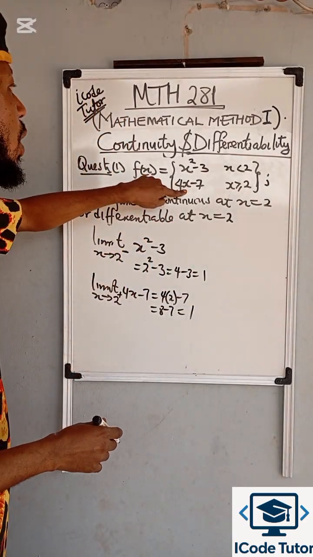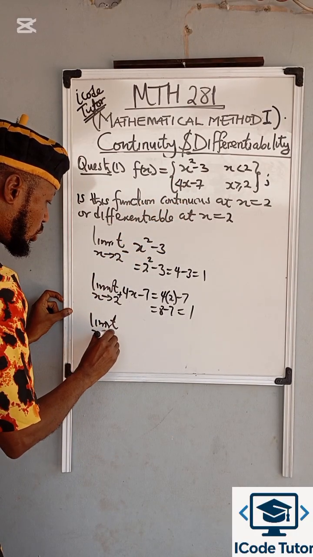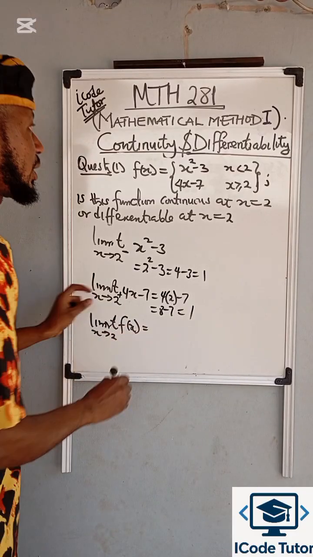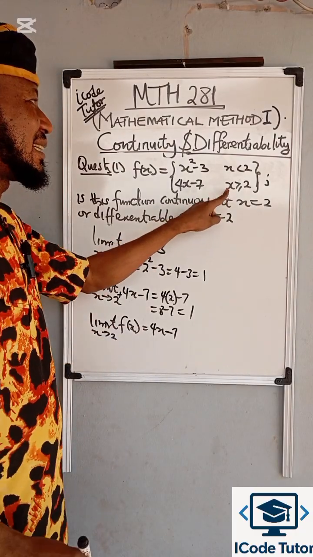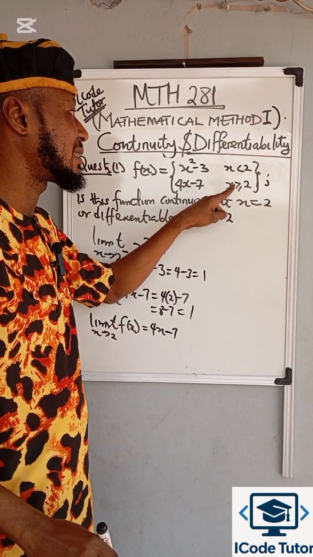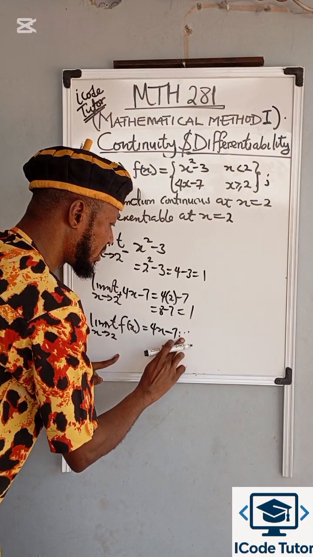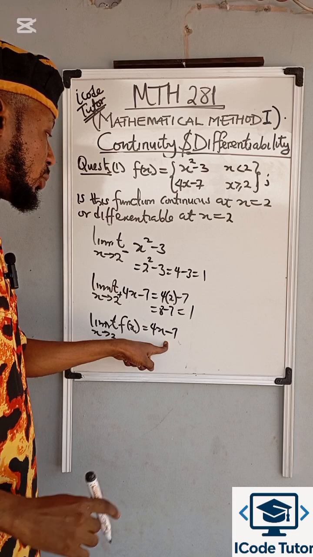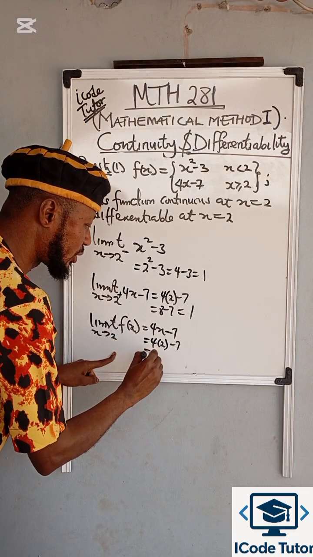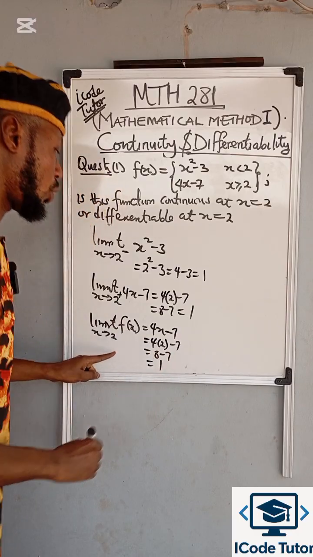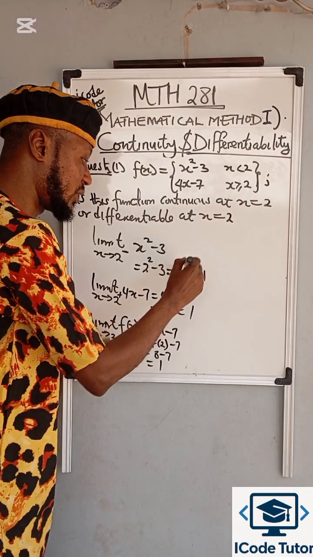Now let's move on. Since we have 4x, the limit as x tends to 2 of the function f(x) equals 4x minus 7, for x greater than or equal to 2. That means that we are substituting the value of x here to be 2. This will also be 4 times 2, that's 8, minus 7 equals 1. Now these three methods determine the continuity of this particular function.